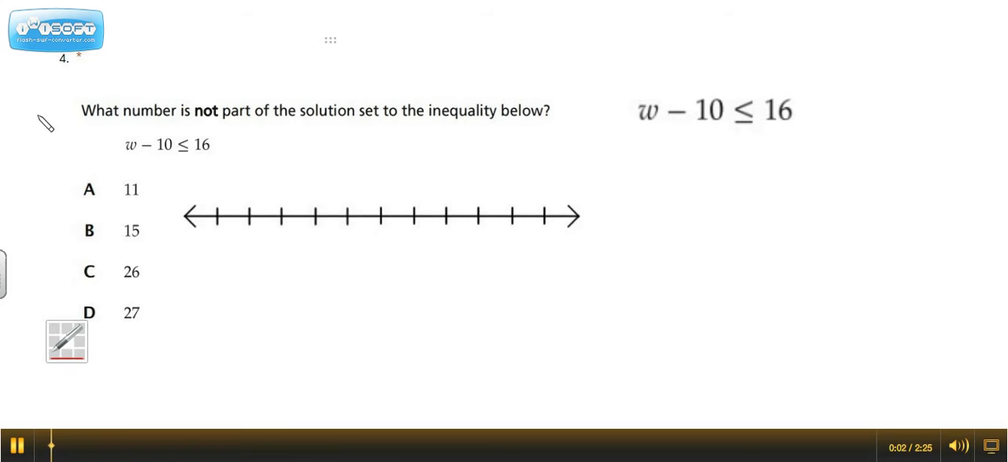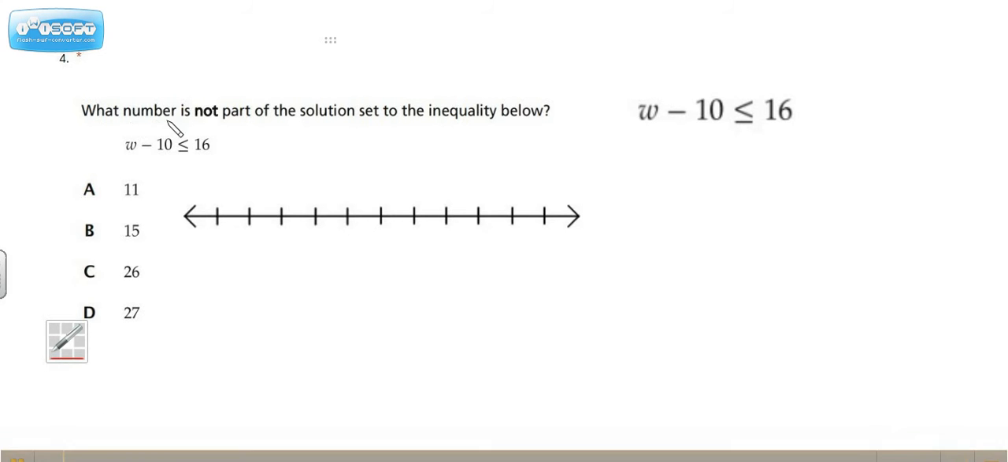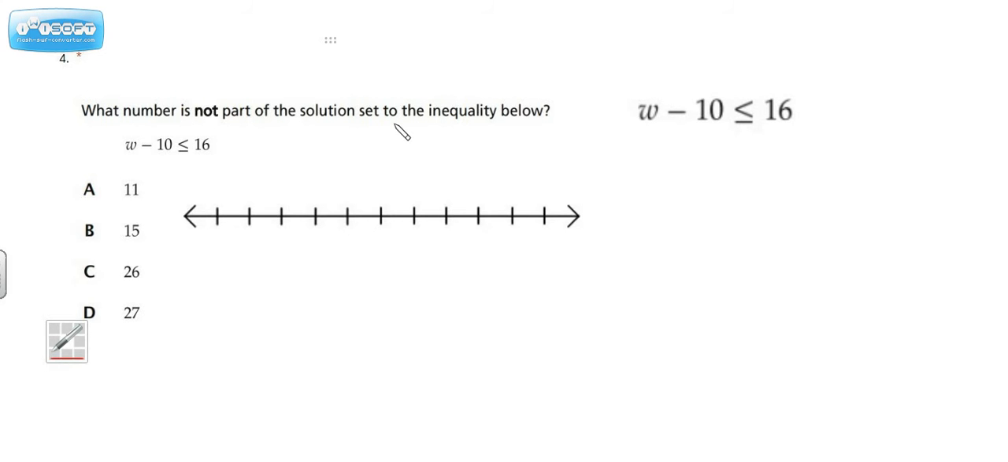Everybody, Ms. Dietrich here. We're taking a look at question number 4. What number is not part of the solution set to the inequality below? And they give you this.